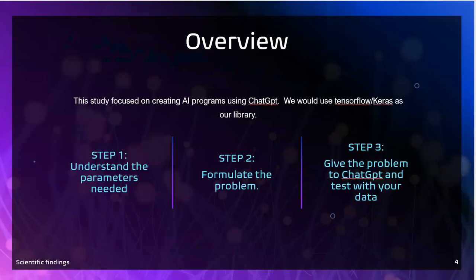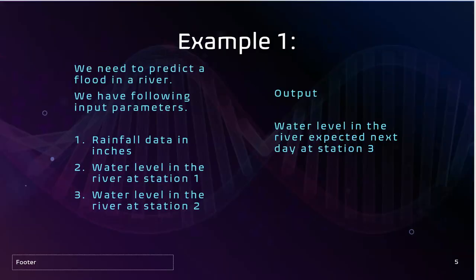So this is the overview of how to do this. Step 1 is to understand the parameters needed. You have a problem that you need to solve, so you have to understand the parameters needed. Step 2 is to formulate the problem. And then, step 3, you can give the problem to ChatGPT and test with your data. So let's look at example 1.